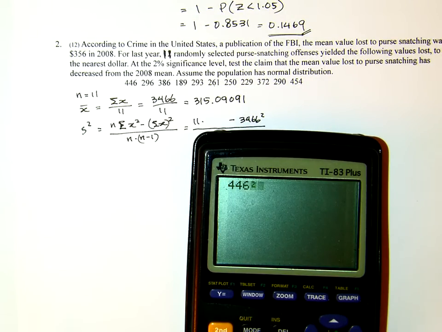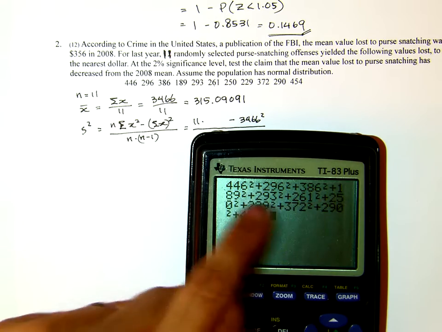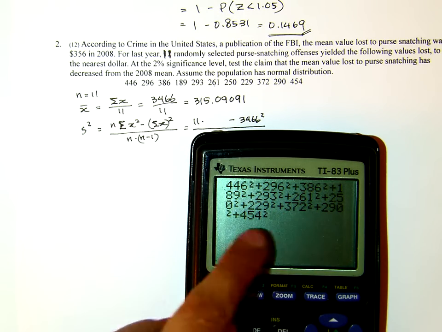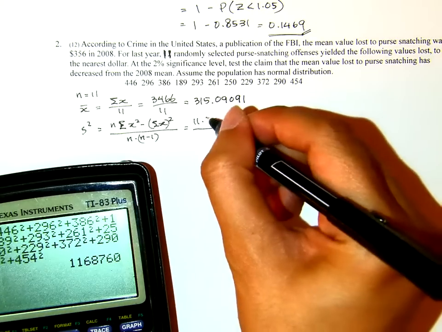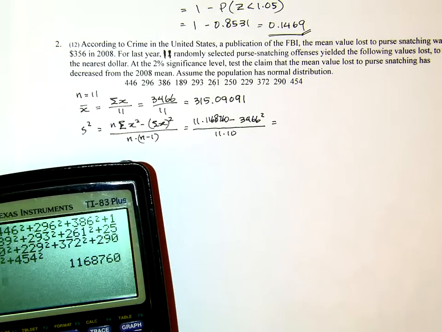Sigma x squared is basically the sum of all the squares of these numbers. 446 squared plus 296 squared plus 386 squared plus 189 squared plus 293 squared plus 261 squared plus 250 squared plus 229 squared plus 372 squared plus 290 squared plus 454 squared. 1, 2, 3, 4, 5, 6, 7, 8, 9, 10, 11. This gives me 1,168,760.